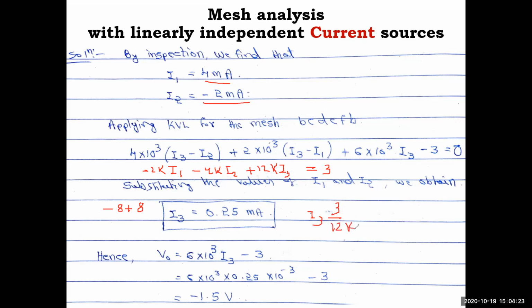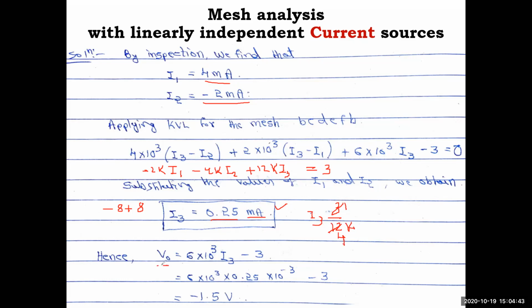3 by 12k will come. This is nothing but 3 ones are 3, 3 fours are 12, that means 1/4. 1/4 means 0.25. And this kilo is there; if you take it in the numerator, it will become milli. So I3 is 0.25 milliamps. No calculator is needed, you can just do the calculation. So you got I3. From this, you need to find V0 now.